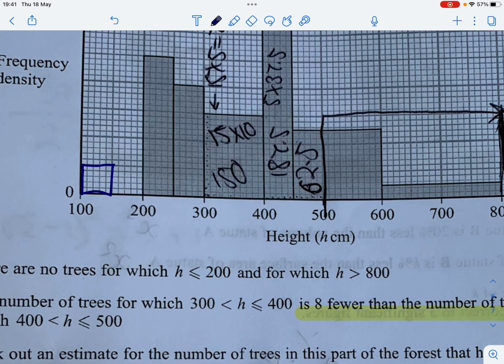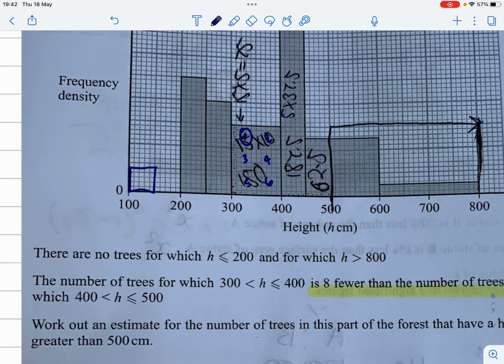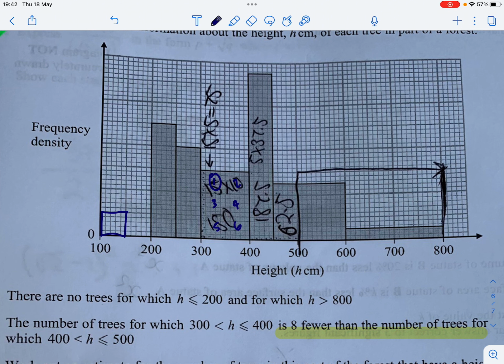So in this section 300 to 400, I can see there's 1, 2, 3, 4, 5, 6 of those squares. And then the next one, between 400 and 500, I've got 1, 2, 3, 4, 5, 6, 7. And then that's going to be 8, because they're both half a square, 9, 10.